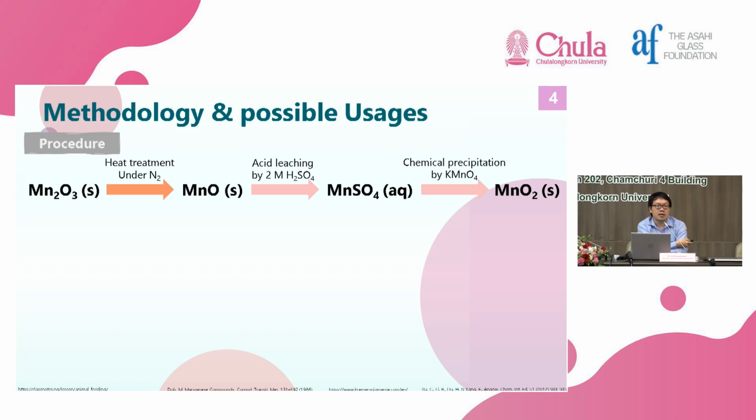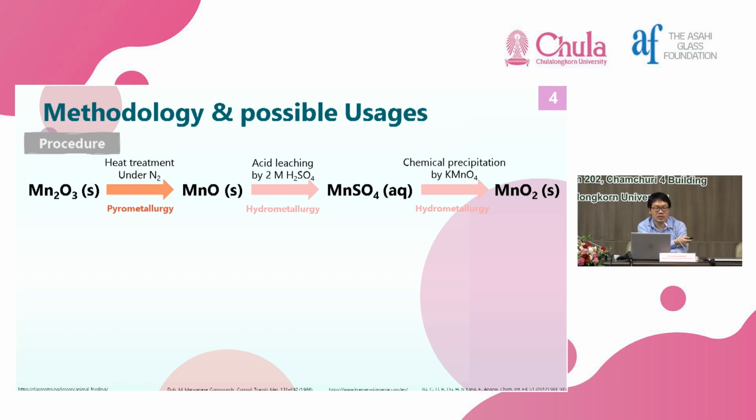And this procedure actually is a subset of the main classification of the pyrometallurgical or hydrometallurgical methods. And if you have a look in the literature, you can find that some research uses the pyrometallurgical method alone or the hydrometallurgical method alone. But why do we choose this combination?